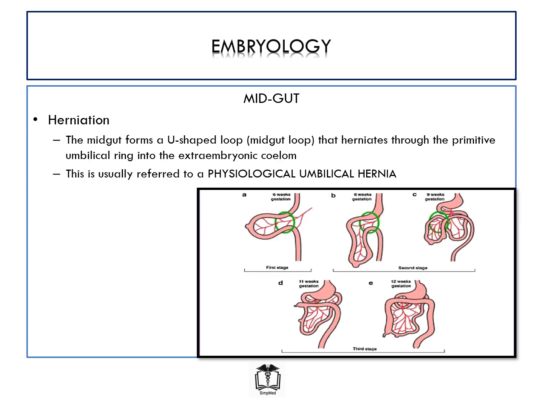So let's start with herniation. Herniation is, like I said, a result of an increase in size of the midgut loop relative to the size that is available for it in the abdominal cavity. So the midgut forms this U-shaped loop and then finally herniates through the primitive umbilical ring into the extra-embryonic celom. This type of herniation is known as a physiologic umbilical herniation. It is expected to occur. It is not pathologic, not a disease in a sense. It is expected to occur as part of the normal development of the midgut.